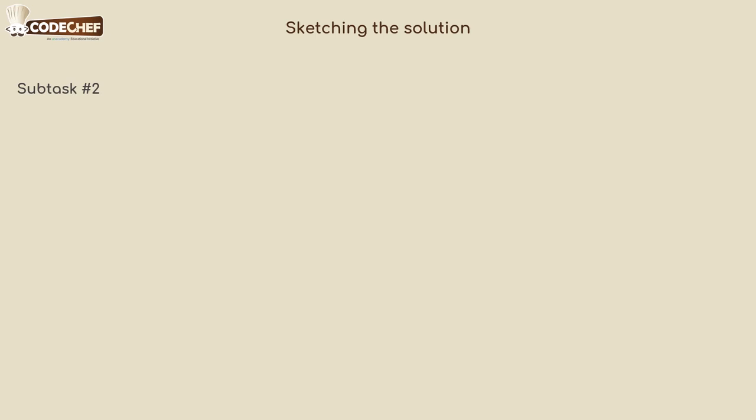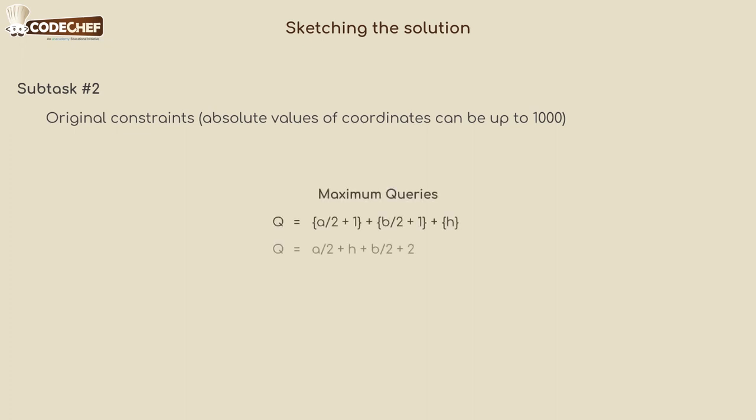Now moving to subtask number 2. Here the constraints are given that absolute values of coordinates can be up to 1000. So if we apply the previous approach, then we can calculate that maximum queries can reach up to 2002, which is greater than 100. So this approach will not work, as discussed in the hints. For this subtask, we have to develop another algorithm.